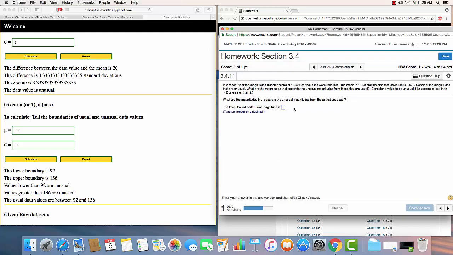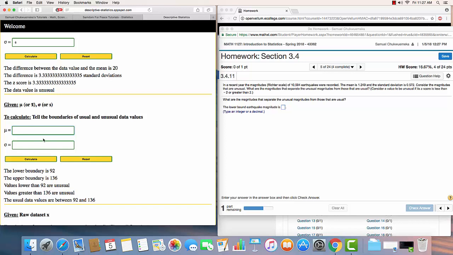Okay. Question 5. In a recent year, the magnitudes on the Richter scale of 10,594 earthquakes were recorded. The mean is 1.249 and the standard deviation is 0.572. Consider the magnitudes that are unusual. What are the magnitudes that separate the unusual magnitudes from those that are usual? So I will still use this calculator here.